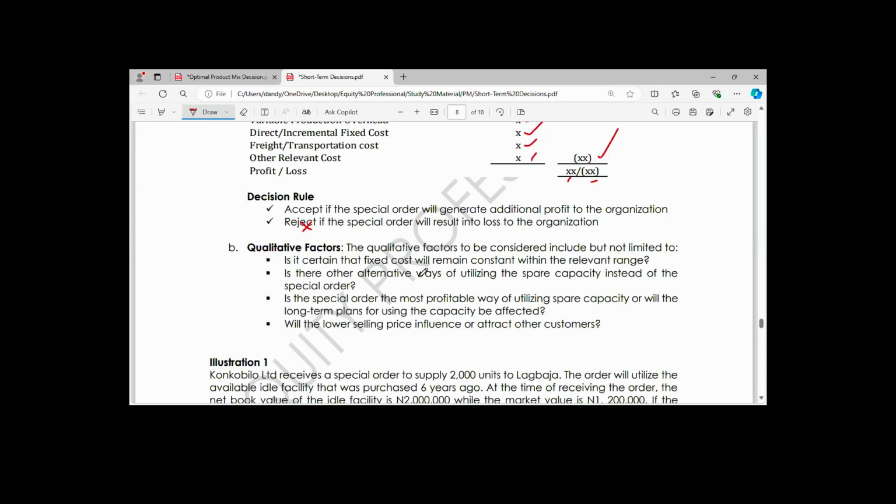So again, the company may want to know whether lowering the selling price will attract other customers to want to quote for the order as well. So lowering the price, you want to know whether lowering the price will attract other customers to quote for the order, or to want to buy the product, or to want to order for the product. So all of these factors are what you need to take into consideration. All right. So that is for that.